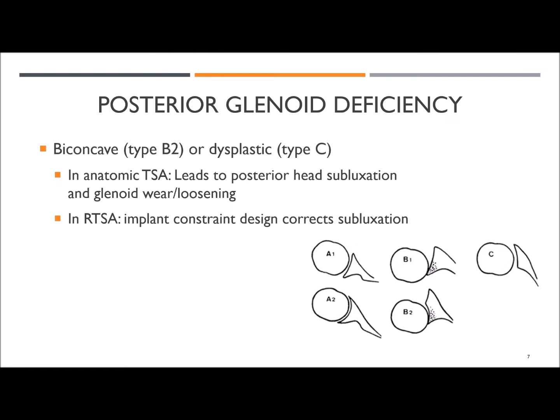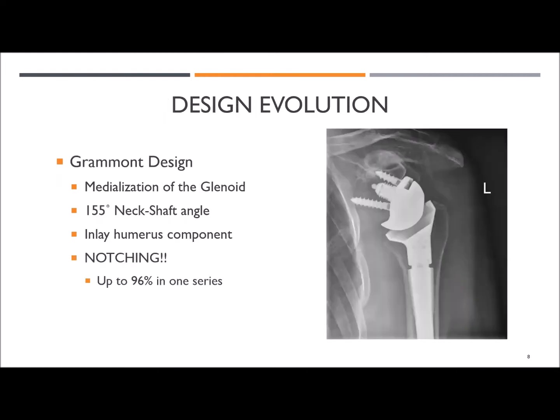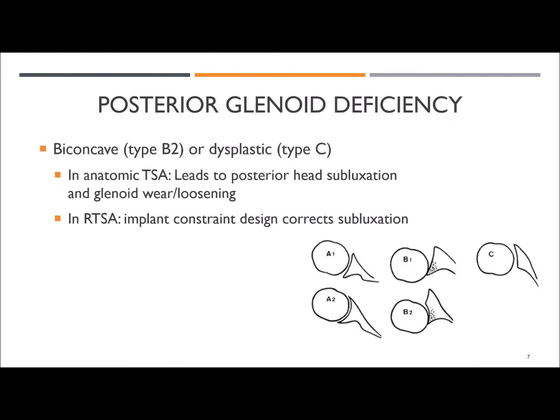And in anatomic shoulders, the longevity was decreased significantly, if you look at the studies that show anatomic shoulders done in these types of posterior glenoid wear or posterior glenoid deficiencies. So the nature of the reverse shoulder is that it has a constraint design that corrects for that subluxation.